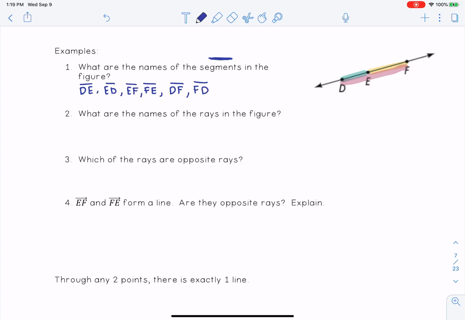For rays, I can do the same thing, but just extend it onward. So I'm just going to take all the line segments I wrote and say, well, this could just be something that extends past that point.